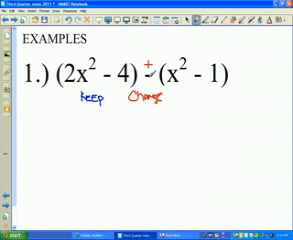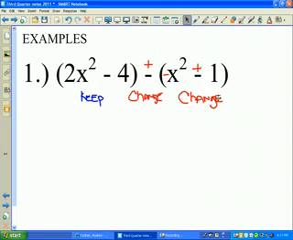And lastly, when I make this change from a minus to a plus, I'm also going to change just the signs of everything in this last parenthesis. Hence the steps keep, change. So then originally this is a positive x squared. I'm going to make it a negative x squared. And this is a minus 1, and now I'm going to make it a plus 1.